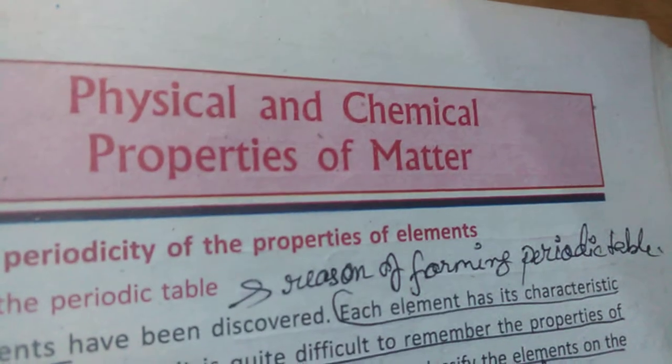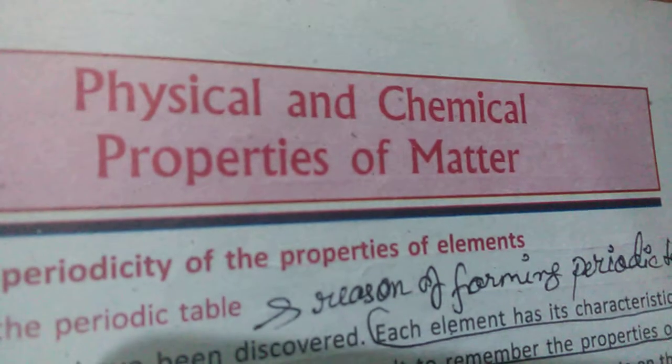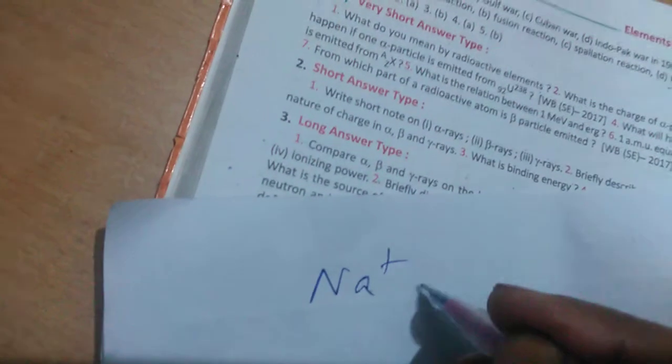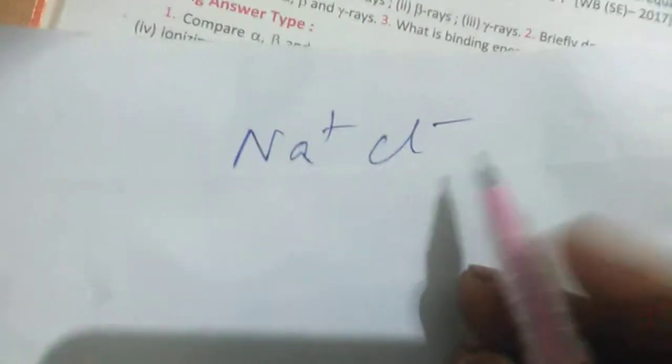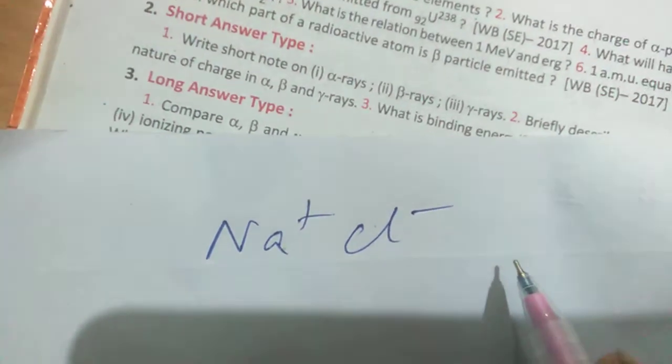What is chemical character? What do I mean by it? The ionic compounds or the covalent compounds. You know, ionic compounds are formed by oppositely charged ions. As for example, if we take NaCl, Na plus and Cl minus, most of the ionic compounds, as you know, are composed of positively charged ions and negatively charged ions, and they are ionic compounds and they are electrolytic compounds also.